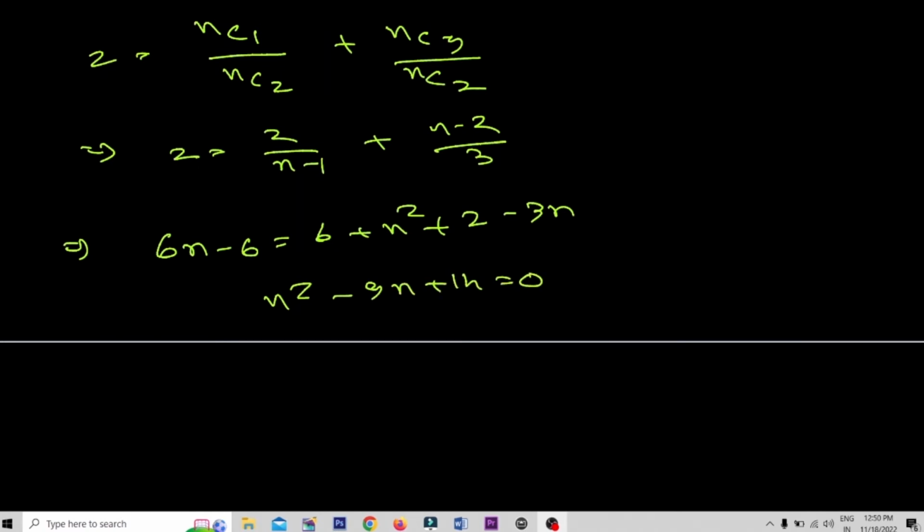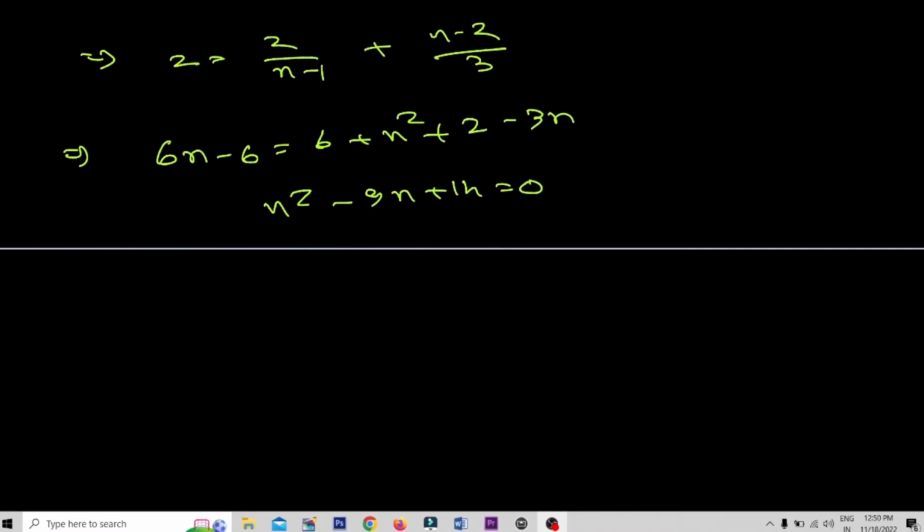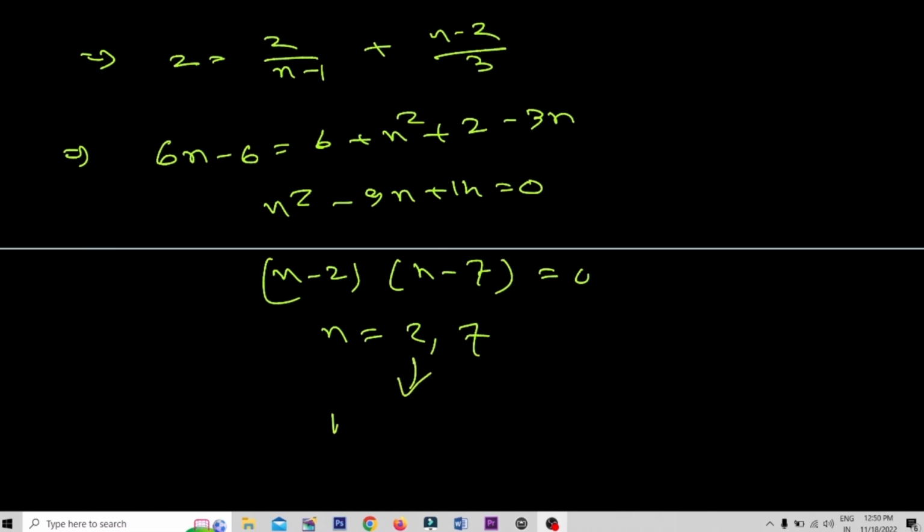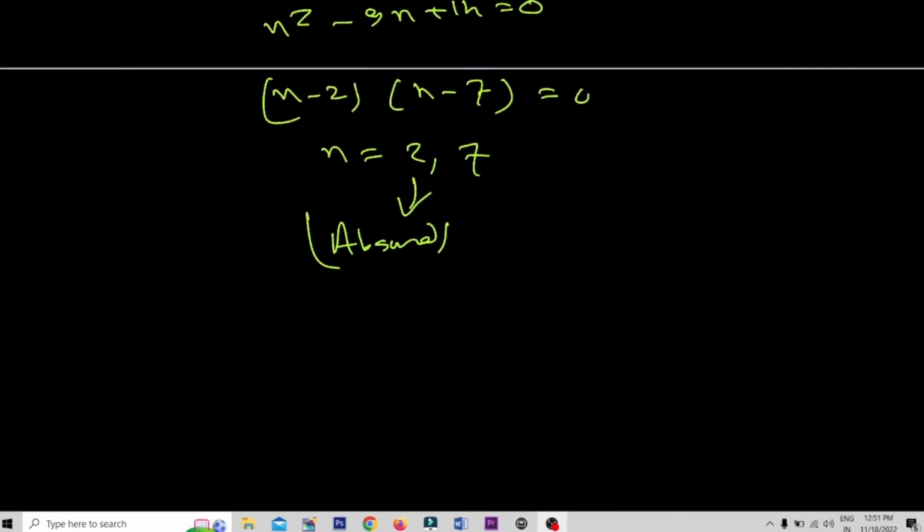So we are getting 9 and 14, that is 7 and 2. So (n minus 2) into (n minus 7) equal to 0. So n equal to 2 or 7, but n equal to 2 is absurd, because in the fourth term, how will you get the fourth term? So n is not 2, n is 7. Therefore, final answer: n equal to 7. Sum is over. Next.